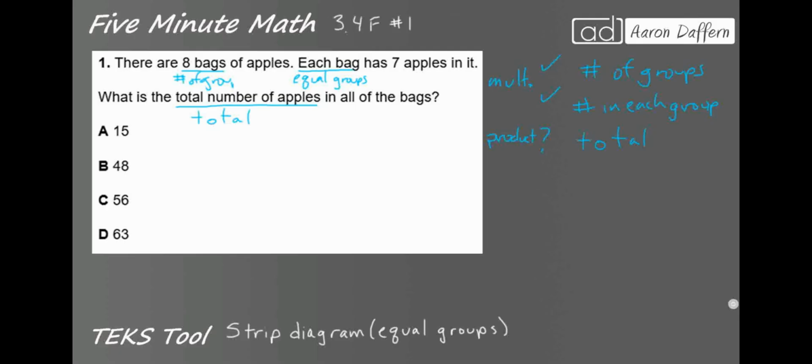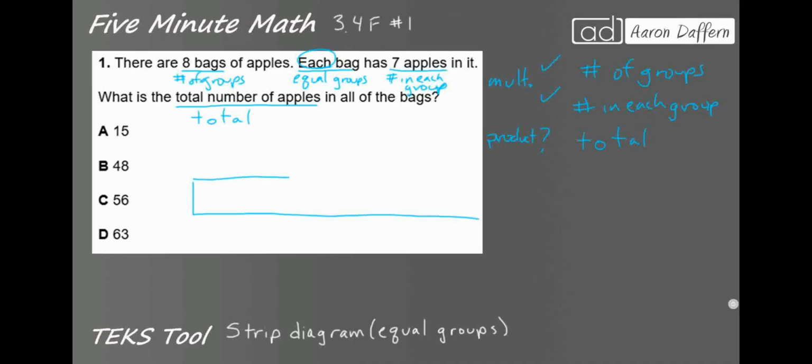And another clue would be the second sentence. Each bag has 7 apples in it. Typically, in that sentence that has that equal groups statement, they're going to include the number in each group, right? So each bag, that lets you know we've got equal groups, has 7 apples. Okay, so that's going to be number in each group, because they just use that word each in that same sentence. All right, so what I can draw is I can draw a strip diagram here.